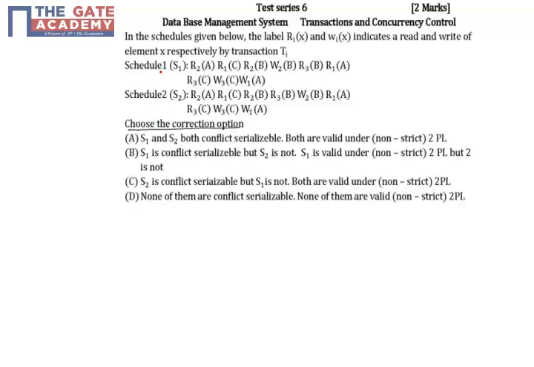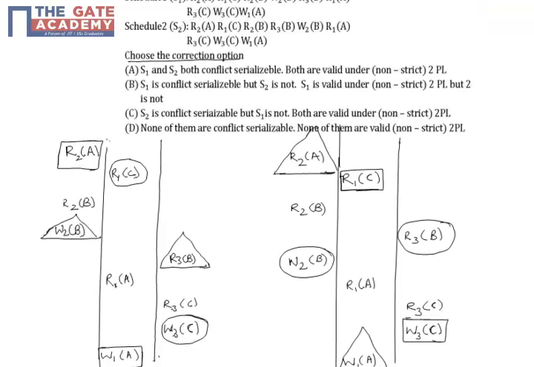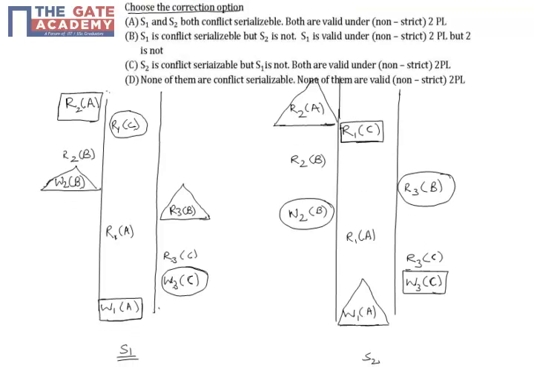Now, let us plot these schedules S1 and S2 with respect to time. So, this is how these two schedules look with respect to time. Here, the conflicting operations between different transactions of a schedule are shown with the same shape. For example, the read operation on variable A in transaction 2 is conflicting with the write operation on variable A in transaction 1. Similarly for others.